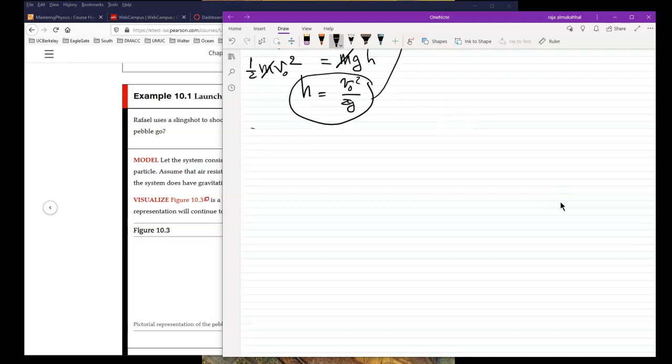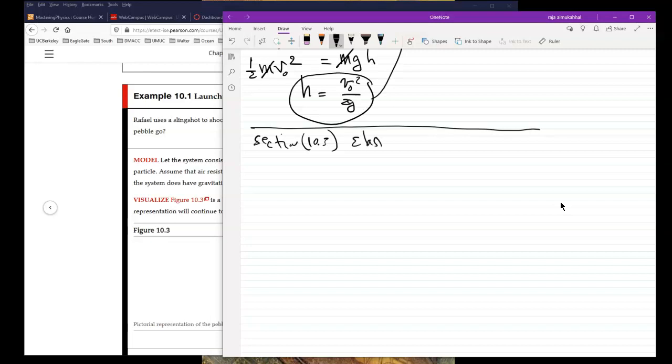Okay. Let me just talk about one more topic, and this is section 10.3 in the book. It's called elastic potential energy. I can explain it in a few minutes. The book goes on and on for like 3-4 pages on this stuff, but it's not really that complicated.